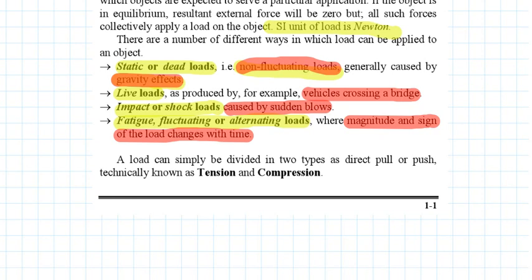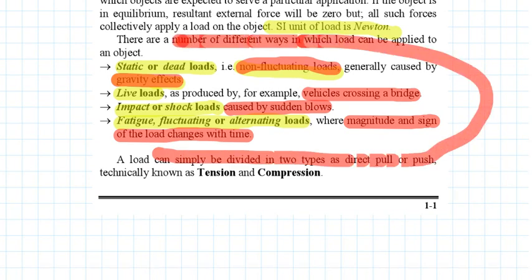So at that time, the load which is faced by the material is in different directions. This type of alternating load is known as alternating load, or fluctuating load, or fatigue. So this was the complete explanation regarding the load.